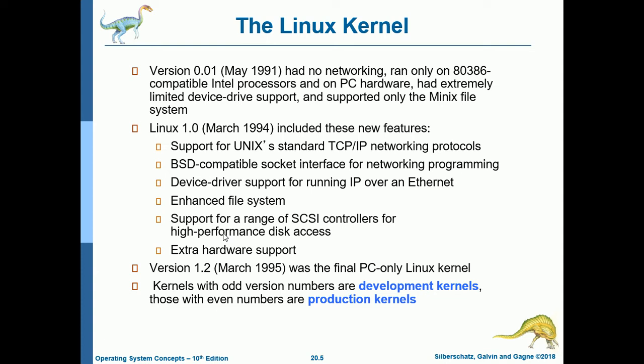For Linux, kernels with odd version numbers are development kernels, meaning these can be used by developers who want to experiment with the Linux operating system. Those with even numbers are production kernels, meaning these versions of Linux kernels are used exactly for work. They are not really for experimental use.